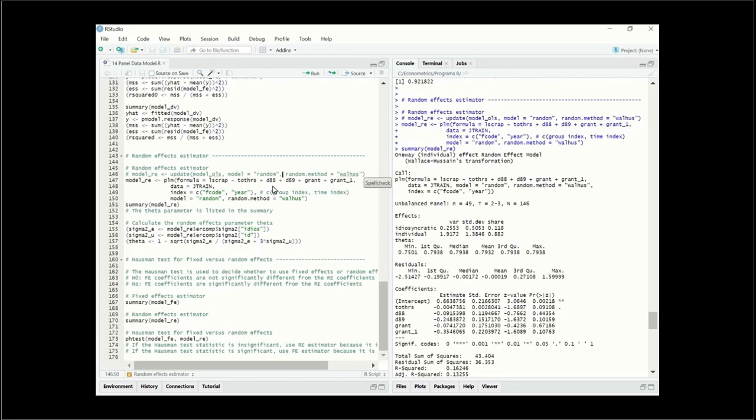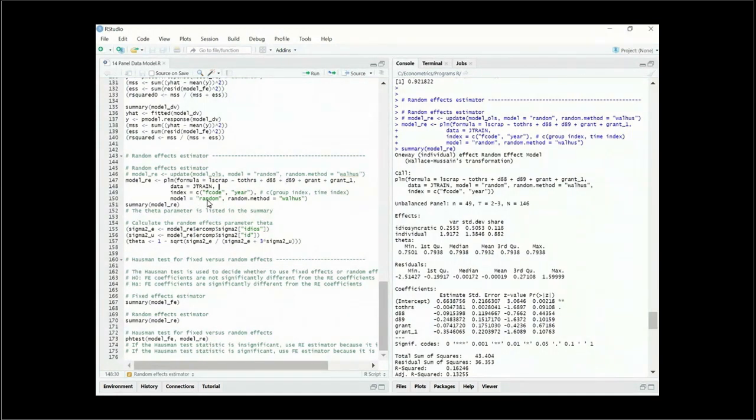Alternatively, we can use the long formula here. Again, the formula has the dependent variable and all of our independent variables. And here we need to, of course, point out the data set, and we need to say which one is the cross-sectional and the time series dimension of the data.